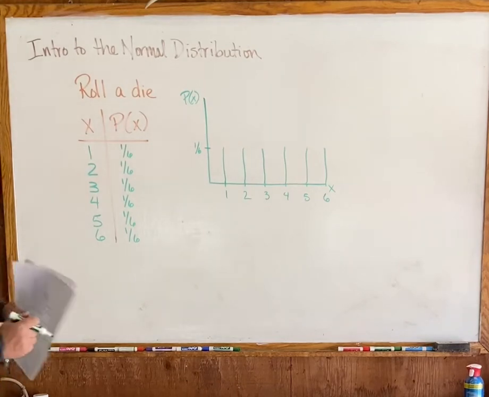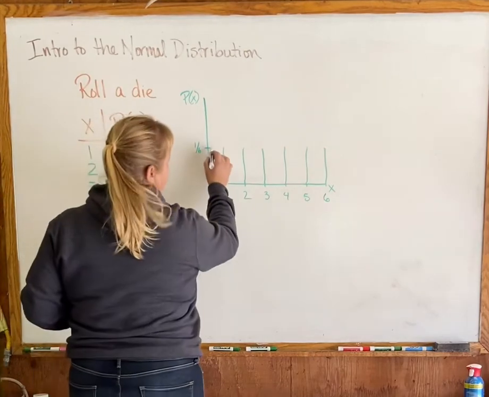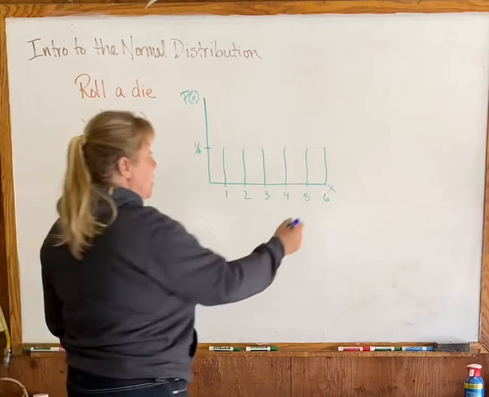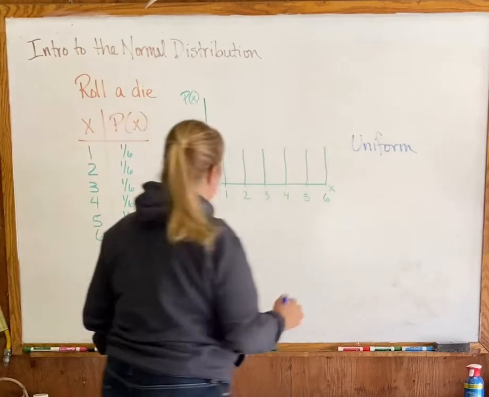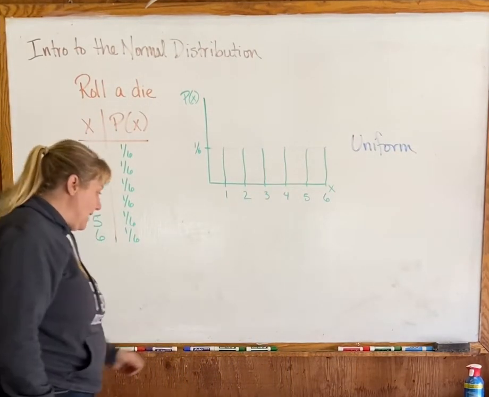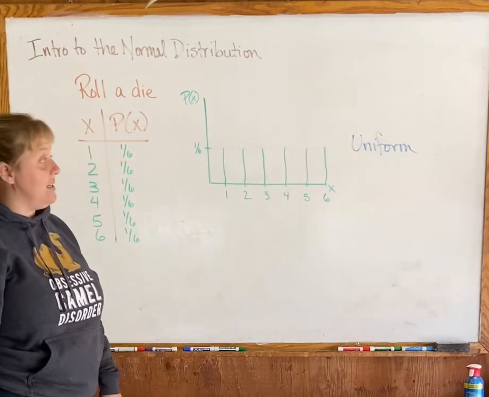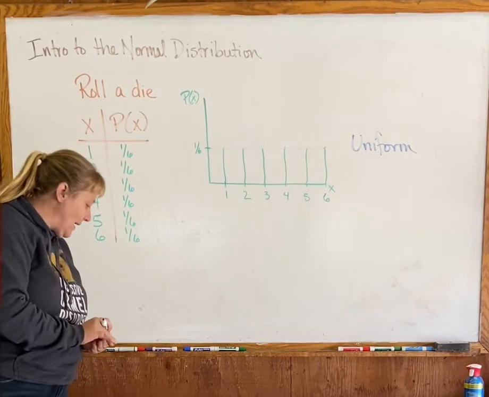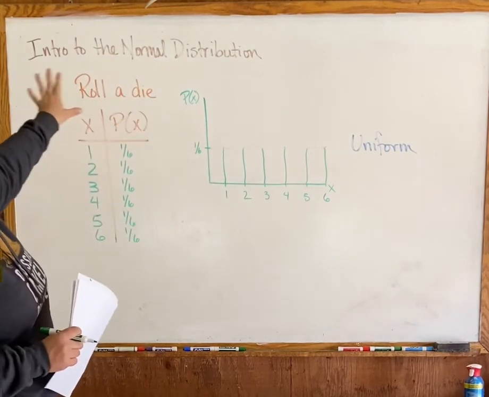Now, what I want you to notice is that if you were to connect, or sketch the shape across the top, what we end up with is a perfectly uniform graph. This graph is most definitely uniform. You can't get more uniform than this graph. And the nice thing is that because it's uniform, the shape that's made is a rectangle. Rectangles are nice to deal with. That's why we're using this example. So now we've got this guy. This is the uniform graph. We're not yet at the normal distribution.